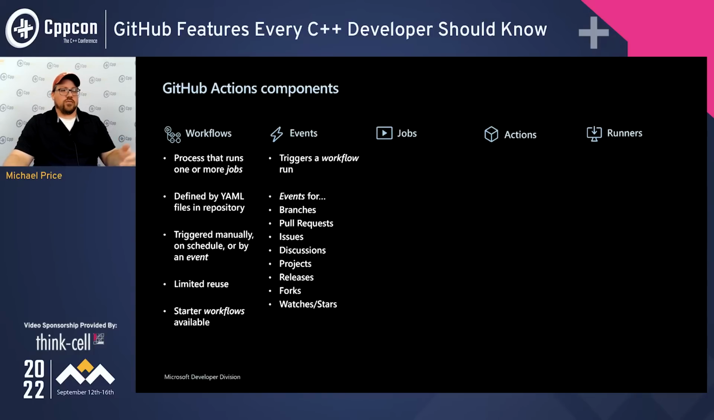I mentioned that workflows can be triggered by events. So what are these events? There are lots of events. There are well over 100 different events that you can hook into to trigger your GitHub Actions workflows. There are obvious ones like pushing to branches, pushing changes up to a branch that is a pull request, closing a pull request.